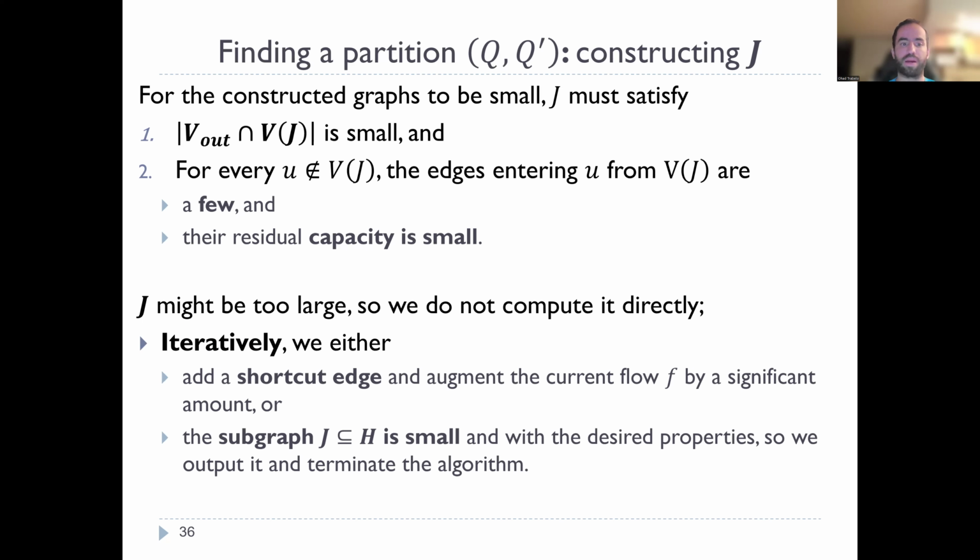Now, J might be too large, so let me just say that we do not compute it directly, but we iteratively either add shortcut edges and then augment the current flow by a significant amount each time, or the subgraph J is just small and with the desired properties that I mentioned, and so we just output it and terminate the algorithm.